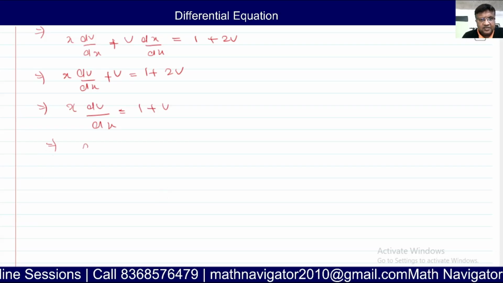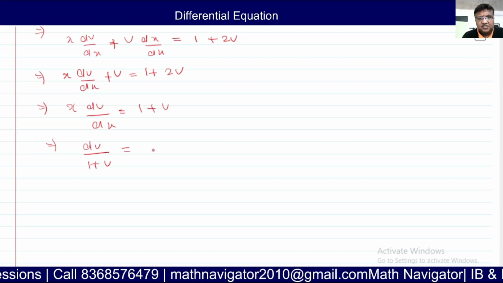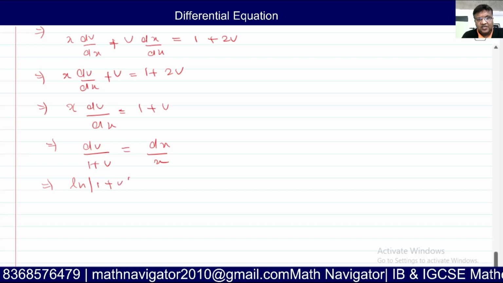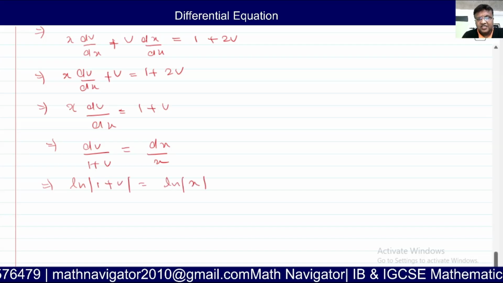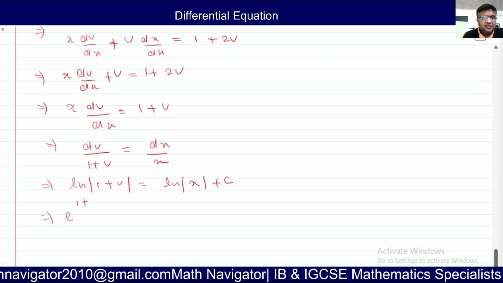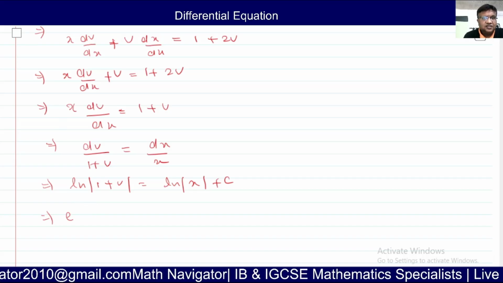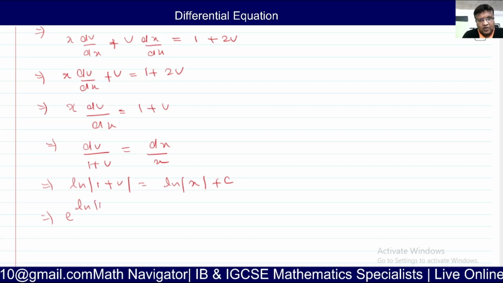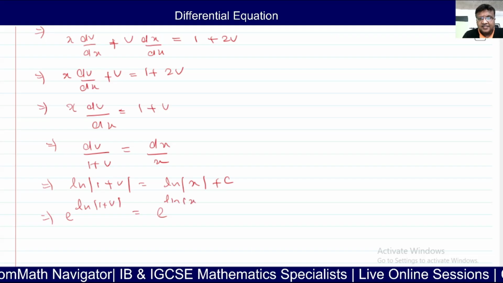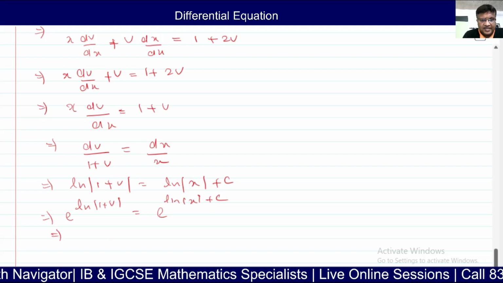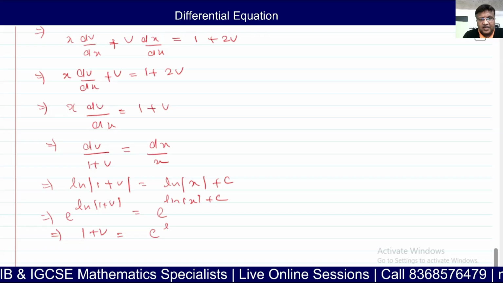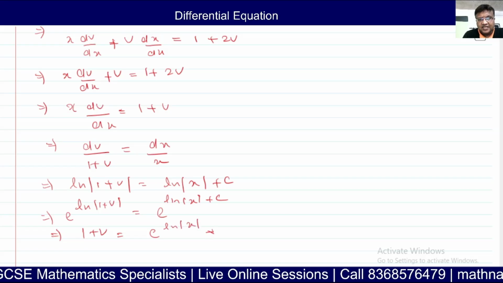So what will happen? dv over 1 plus v is equal to dx over x. ln of 1 plus v is equal to ln of x plus c. Raising both sides to the power of e, 1 plus v is equal to e raised to the power of ln x plus c. So I can write 1 plus v is equal to e raised to the power ln x times e raised to the power c.